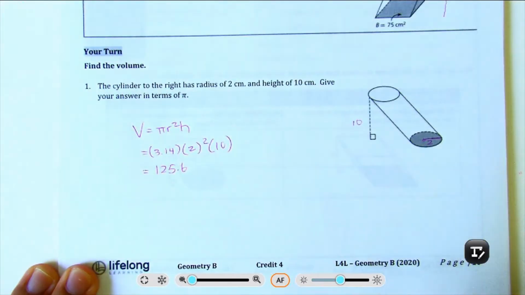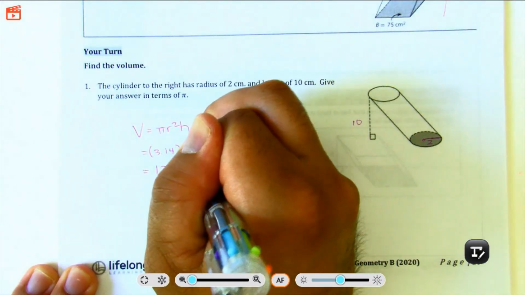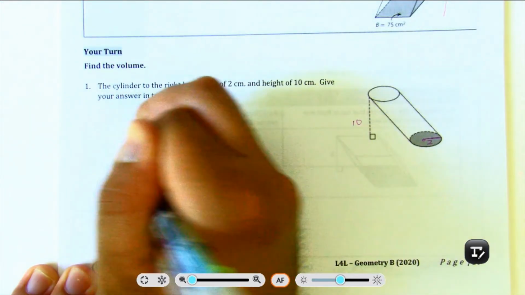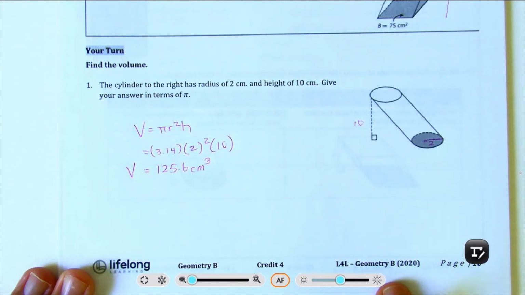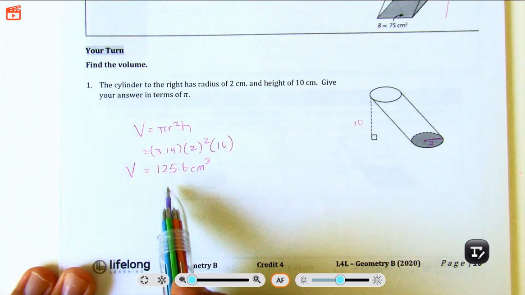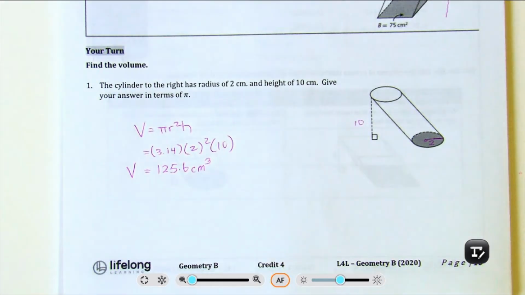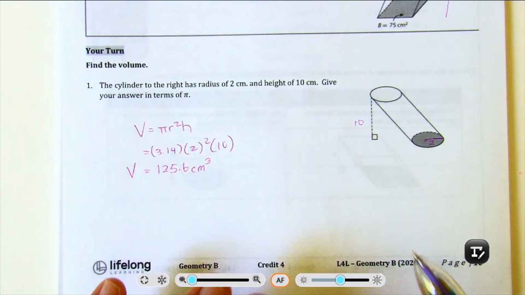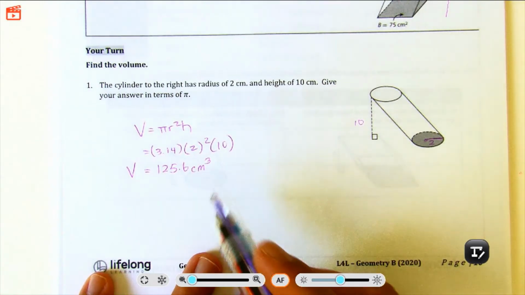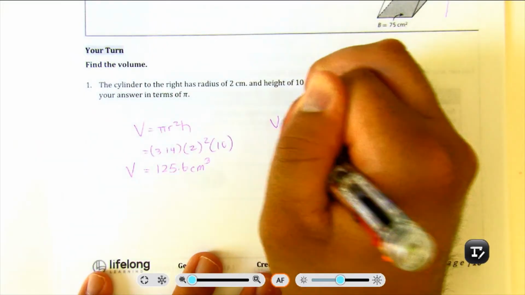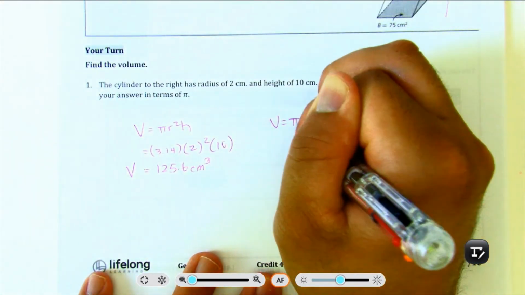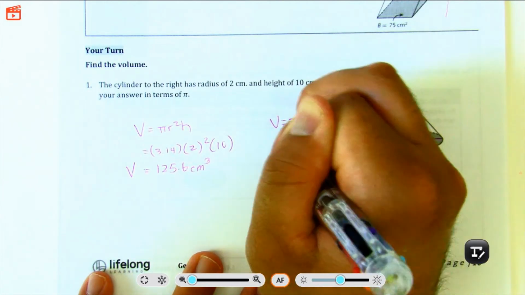centimeters cubed. Now I actually noticed that they want the answer in terms of pi. Now this answer is not in terms of pi. Actually this answer is the actual answer. So what I want to do is show you how to find the answer in terms of pi. So again, we're going to be doing the same problem, but the only difference is I'm leaving pi alone.